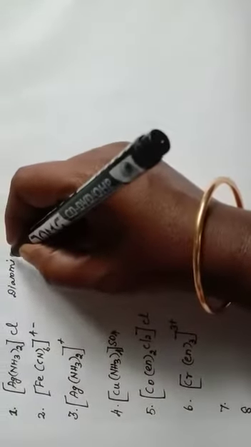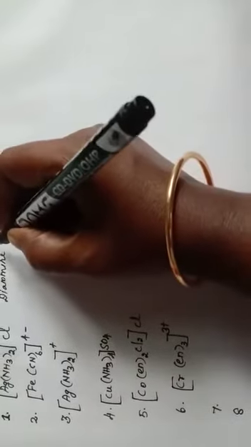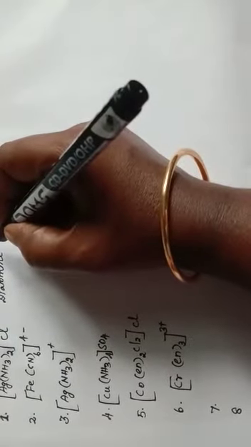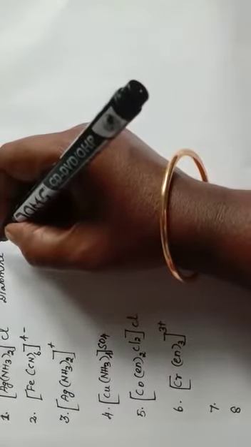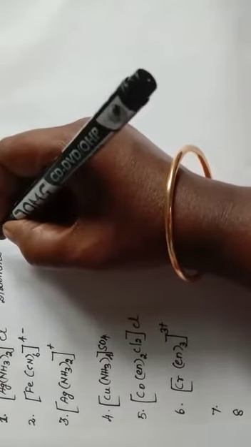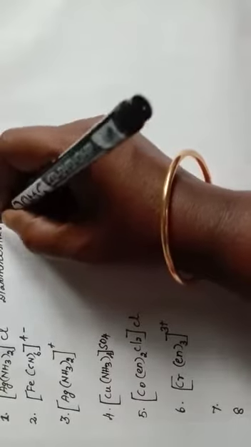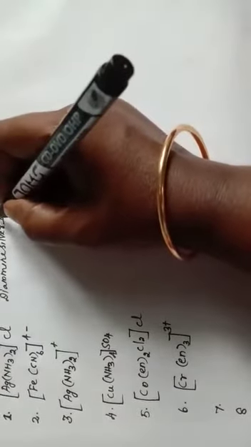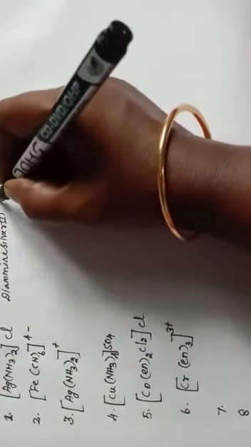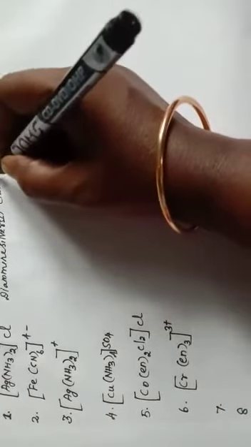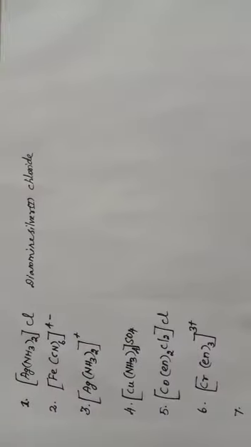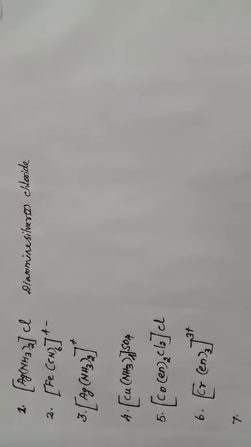The name starts with diammine. The central metal atom is in the cationic complex, so the name of the cation should be written as such. So silver, its oxidation state is 1, chloride. So the name of the first one is diamminesilver(I) chloride.